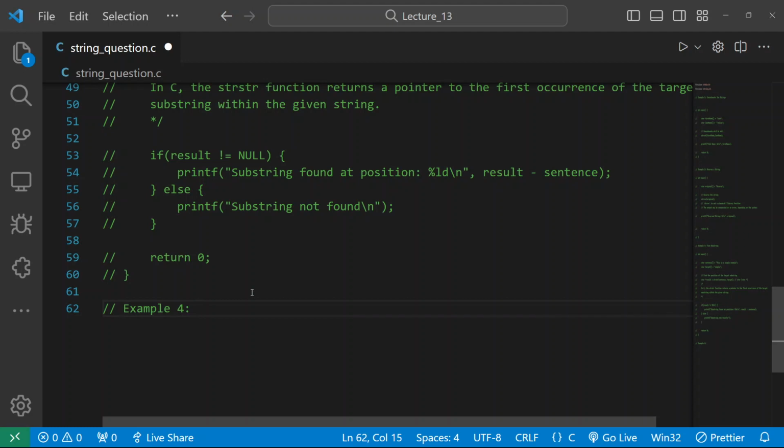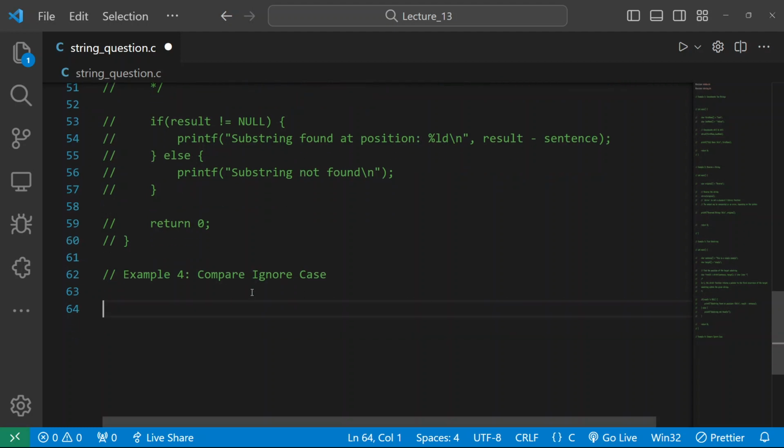Let me check the name of the question. Okay, very important question. Now see, that is your compare ignore case. Ignore case means basically what the question tells us. Suppose, for example, this is my name, and this is also my name.